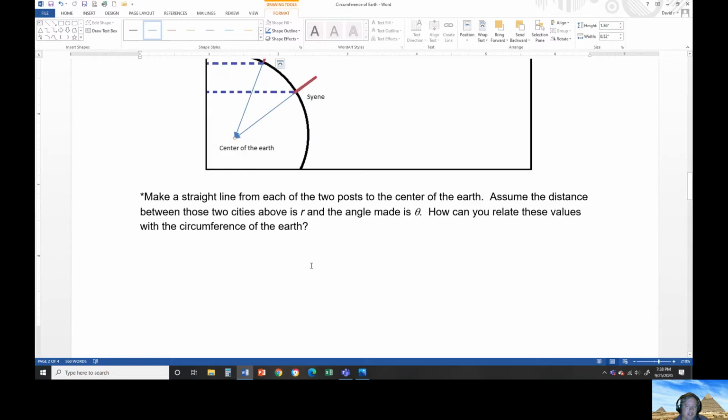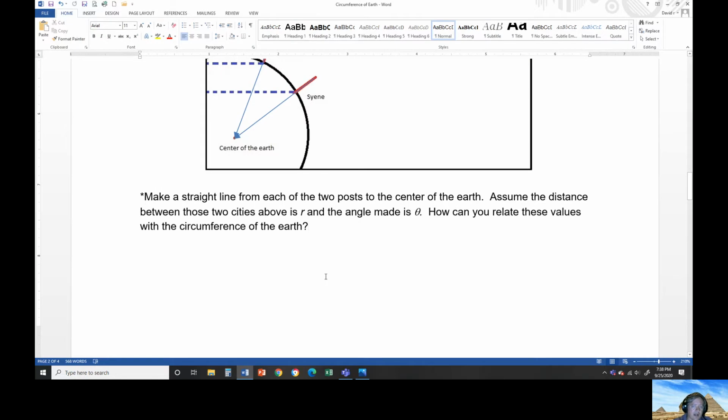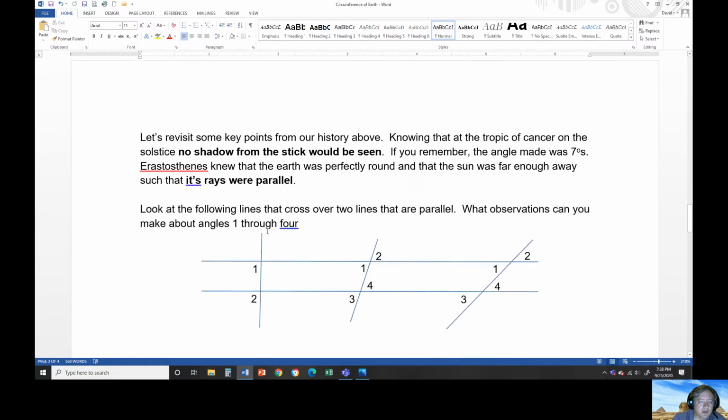Now it's saying, how can you relate these values to the circumference of the Earth? All right, now, well, we're going to figure that out in just a second. I don't want to get there just yet, okay? Because what I want to do is revisit one other piece of information first.